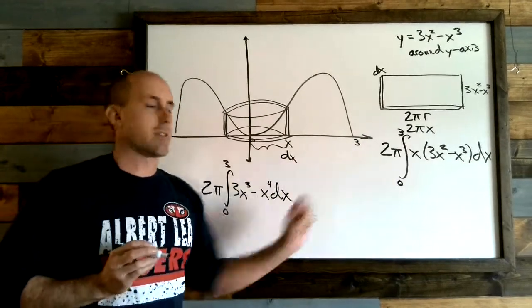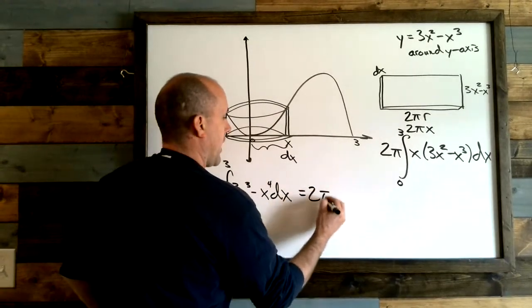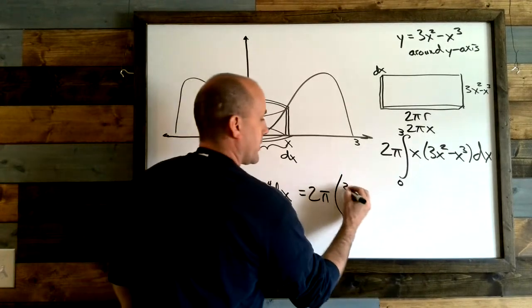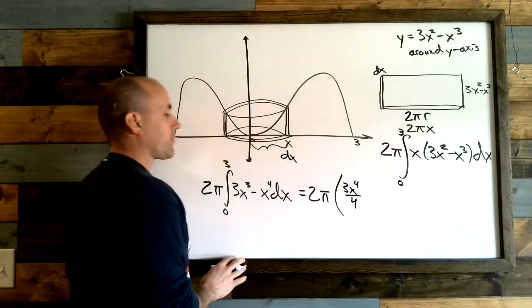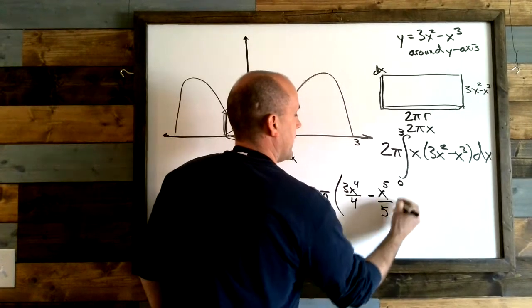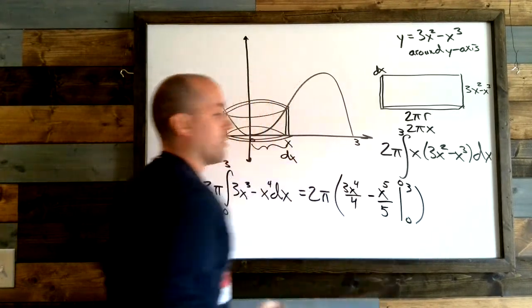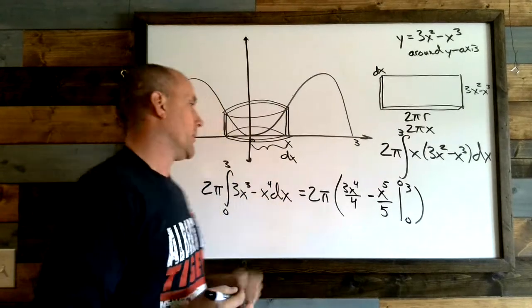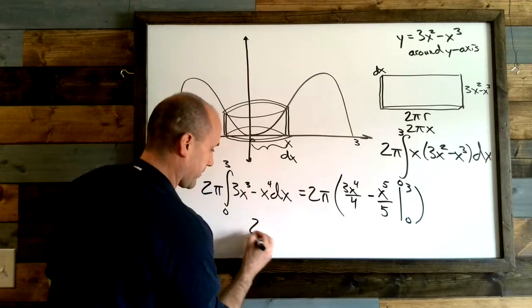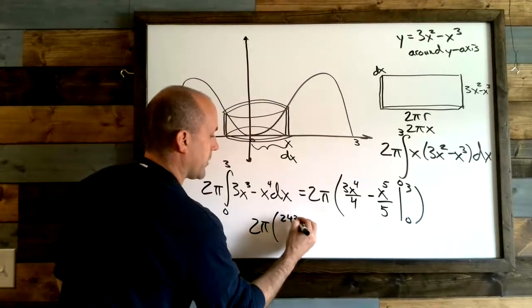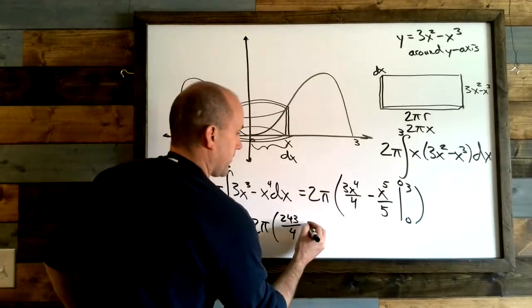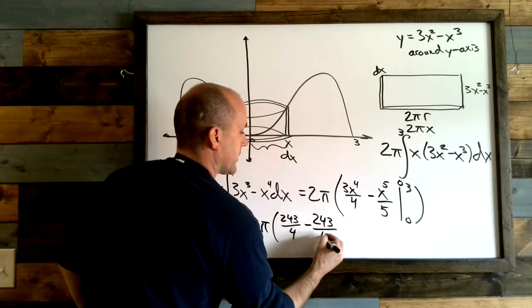I distribute that x through, and I get 2 pi times the antiderivative of 3x cubed, which is 3x to the 4th over 4. The antiderivative of x to the 4th is x to the 5th over 5. We're going to plug in 3, and we're going to plug in 0. As I plug in 3, 3 to the 4th is 81 times 3 is 243 over 4. Plug in 3, 3 to the 5th is 243. In this case, it's over 5.